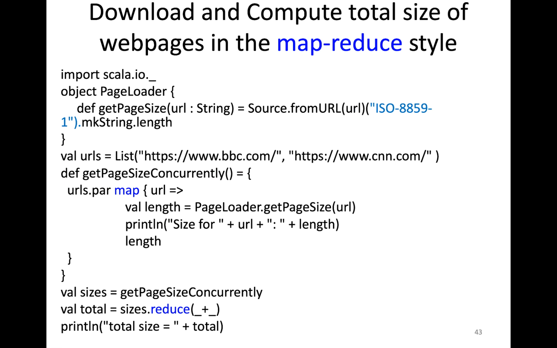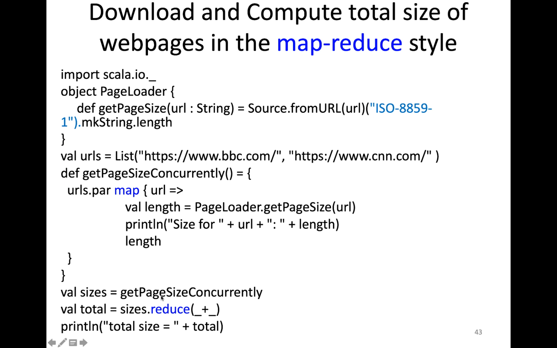Now let's come back to our example of using web pages and try to get the total size of a bunch of web pages. So here we have bbc.com, cnn.com, and say we want to get the total size of these two pages. It's a small example, there can be 100 pages, and we'll come to that. We already saw how to do it sequentially in our previous example. Now this time we want to see how to do this computation in parallel.